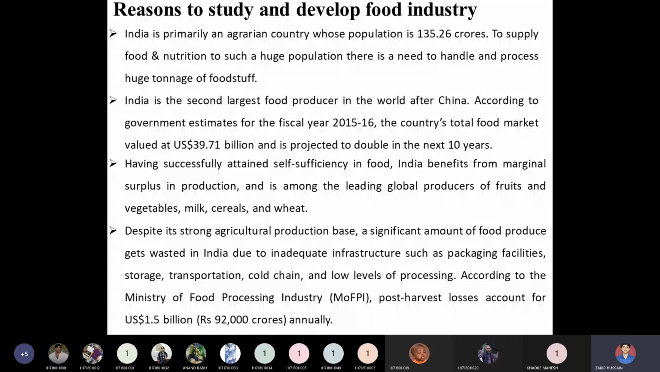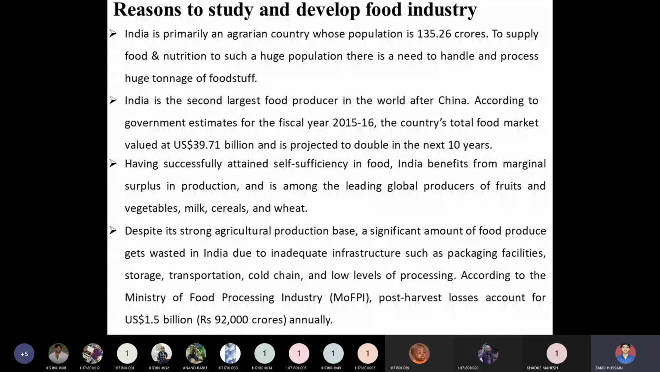So India has a population, according to the recent census, of 135.26 crores. To supply the food and nutrition for this huge population, we need to transport and process many huge tons of foodstuffs. So this is the primary reason. Many seasonal fruits and many seasonal cereals will be available. In order to make them available throughout the year, we have to process that food. We have to increase the shelf life of that food.